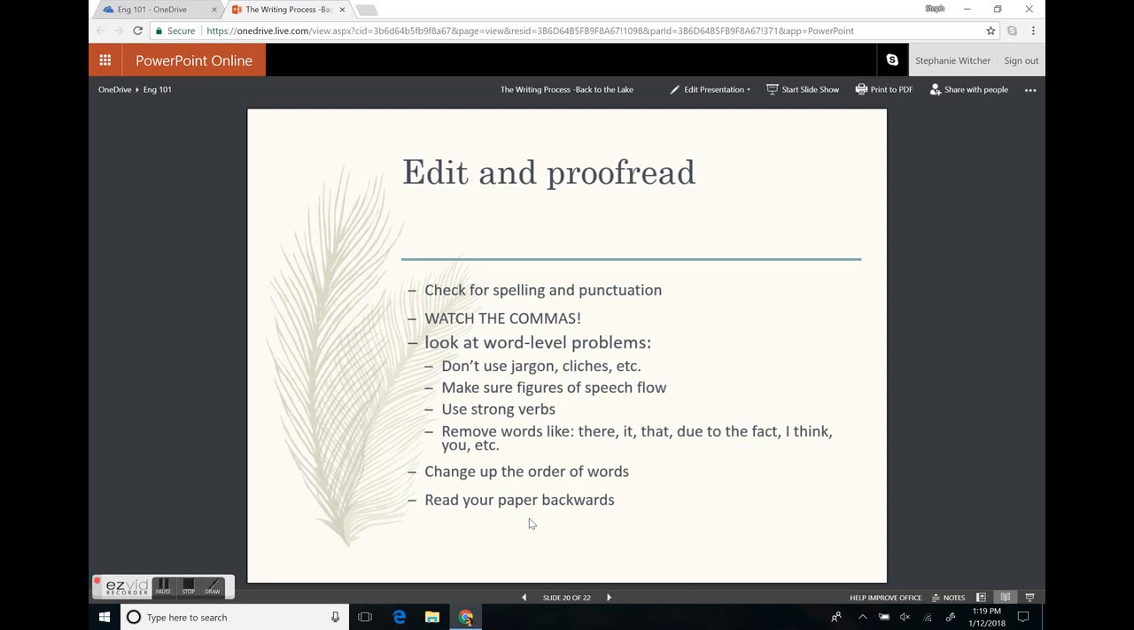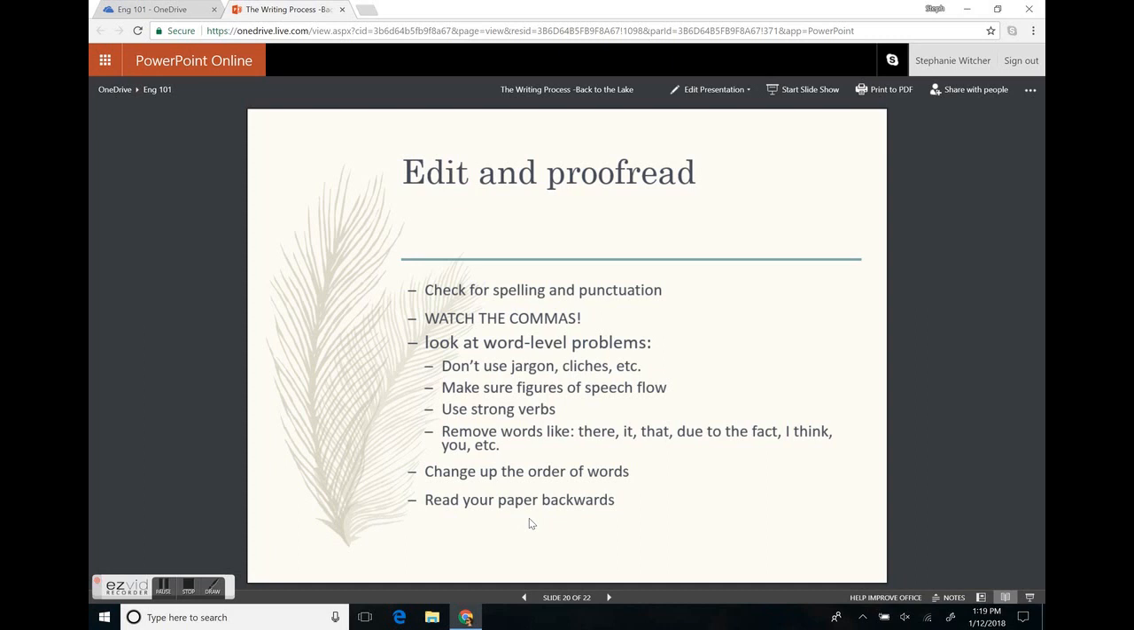Spend your time there. But you still do want to edit and proofread. So check for spelling and punctuation. Please watch your commas. We're going to spend a lot of time talking about commas this semester. Also look for some word level problems. Again, make sure you look over those. And then finally, change up the order of your words so that you're not using the same words over and over again.